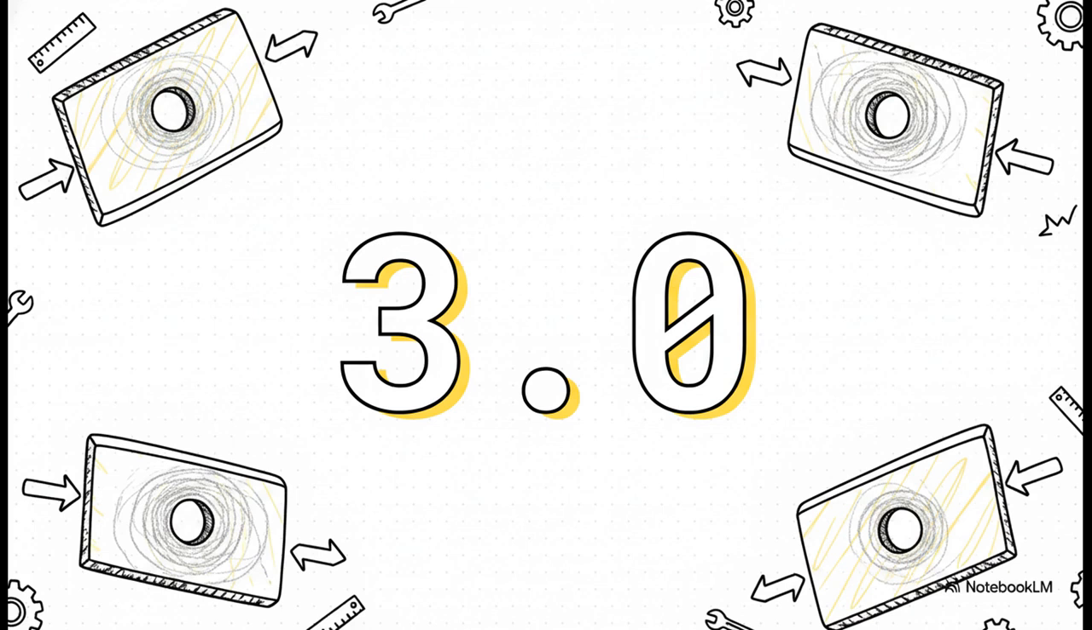I want you to lock this number into your memory right now: 3.0. 3.0 is the classic baseline theoretical stress concentration factor for a circular hole in an infinite plate under uniaxial tension. Basically, if you pull on a wide plate with a hole in it, the stress exactly at the edge of that hole is 3 times higher than the stress on the rest of the plate. It's really the golden rule of thumb for stress raisers.